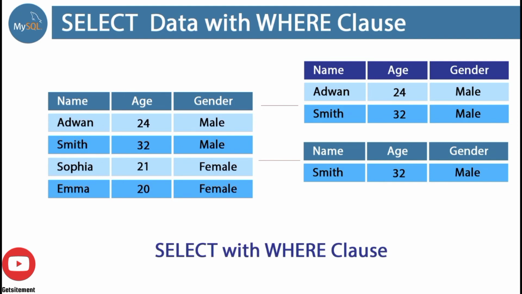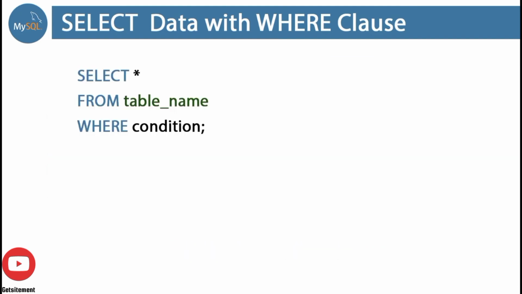Let me show you the syntax. First we have a select statement, and I want to show all of the columns from my table. So I use star. Then I use a keyword named from and our table name. Then we don't need to close this statement. Just use a space and type the WHERE clause. Then we need to define our condition.